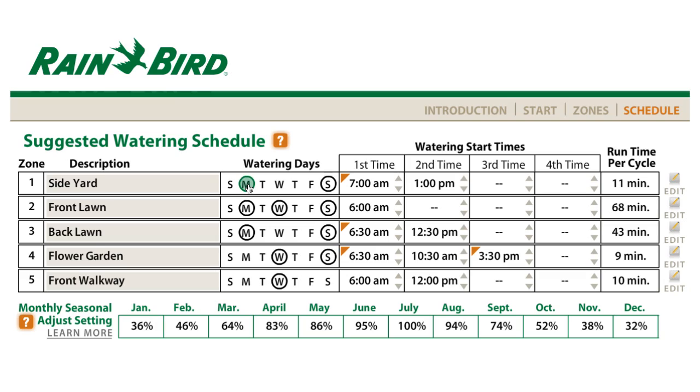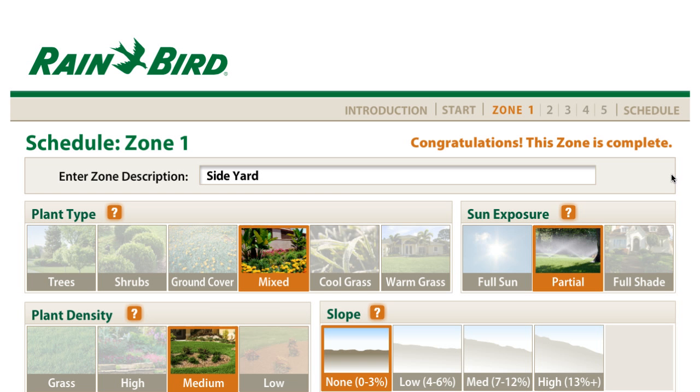You can customize the schedule right on the screen too. For instance, you may want to group watering on only certain days of the week. Click on any of the watering day circles to drag it to a different day. You may also prefer to water at certain times during the day. Click on the up or down arrows for any of the watering start times to change them. You can mouse over the flag that appears in the corner of any start time you've changed to see what the originally recommended time was. And just click the Edit icon for a zone to go back and change any of its entries.